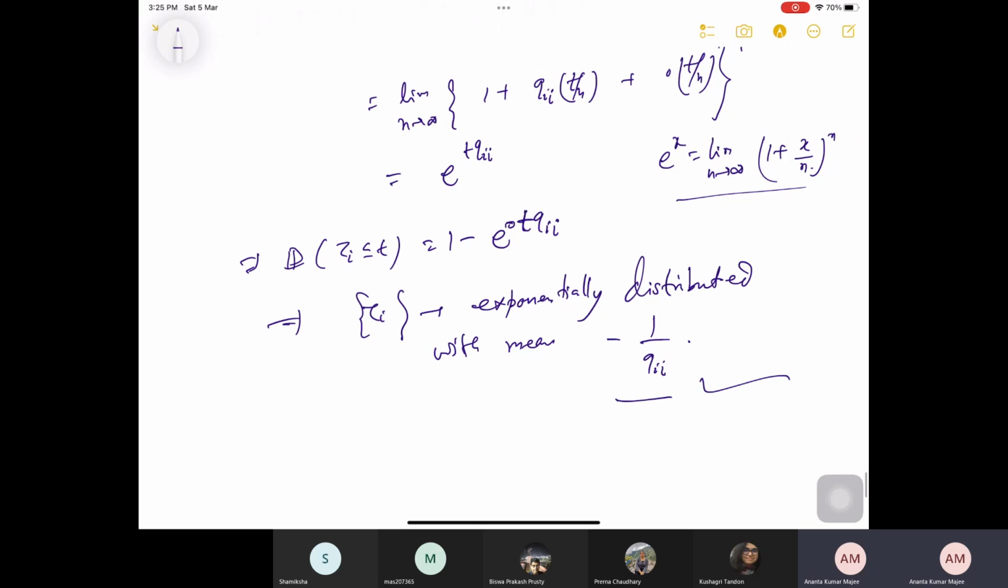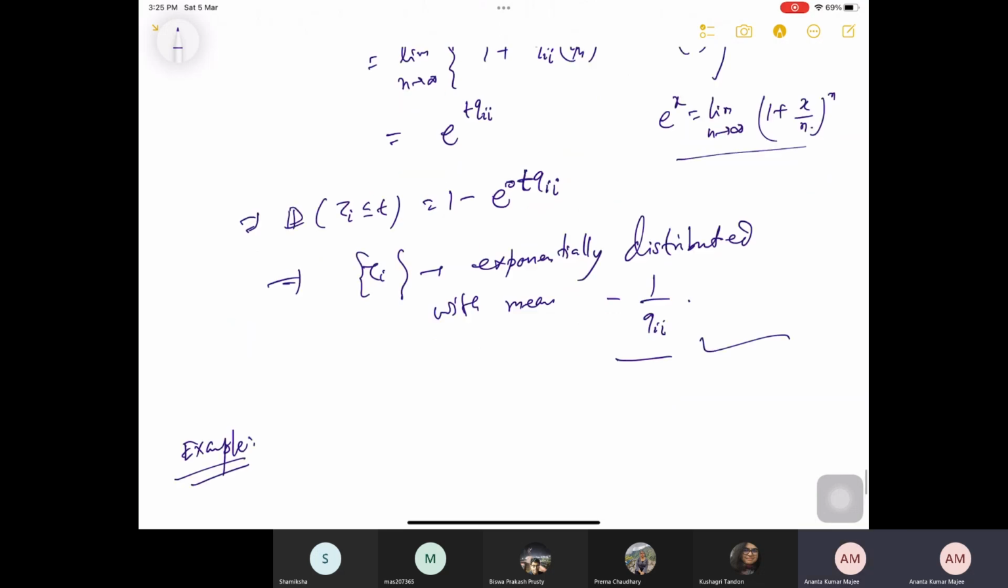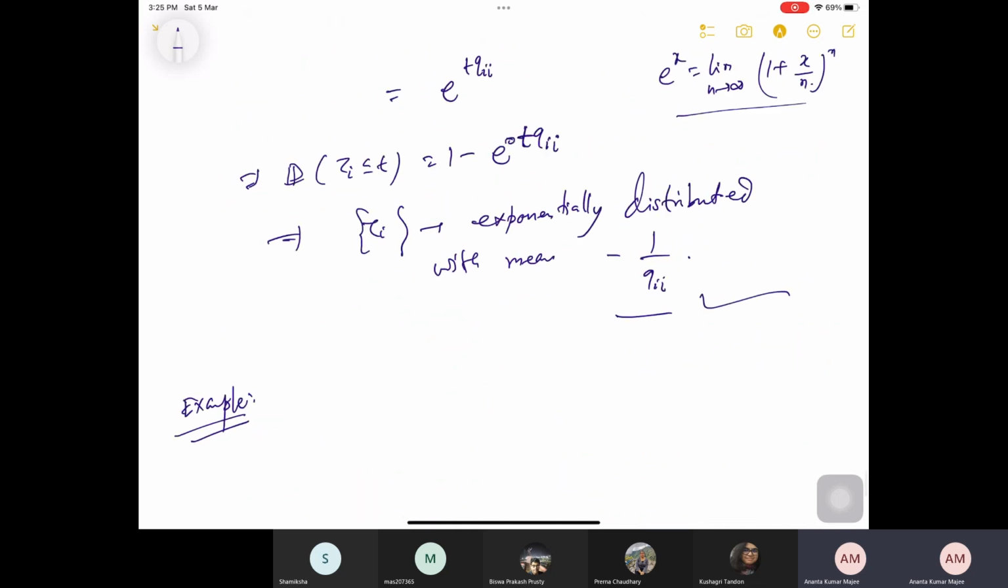So I have, maybe I can consider one more example and then I'll stop a little bit early. Other than that, as I told you, you can just start with the probability that tau i is greater than t plus s given tau i greater than t, and you end up with this being the same as the probability that tau i is greater than s, for any positive t and s. From there you can say that tau i is exponentially distributed. But here I am giving the mean also.